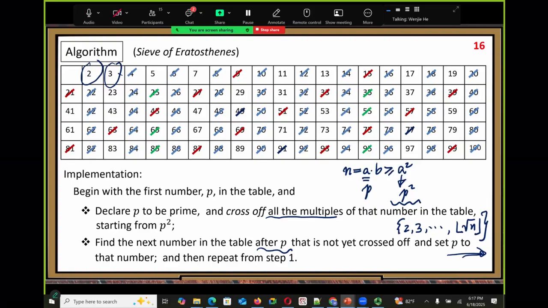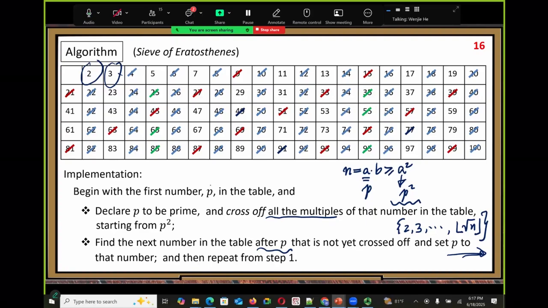So the last thing about this algorithm. When you do the implementation, when people need to write code to implement this algorithm, there is one subtle problem you need to think about. So what's that subtle problem?